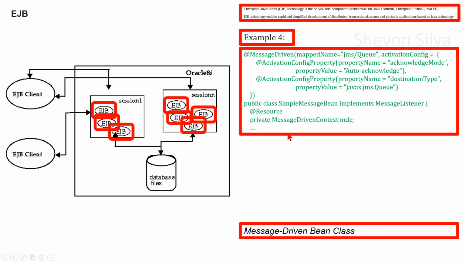It is recommended but not required that the message-driven bean class implement the message listener interface for the message type it supports. A bean that supports the JMS API implements the javax.jms.MessageListener interface.